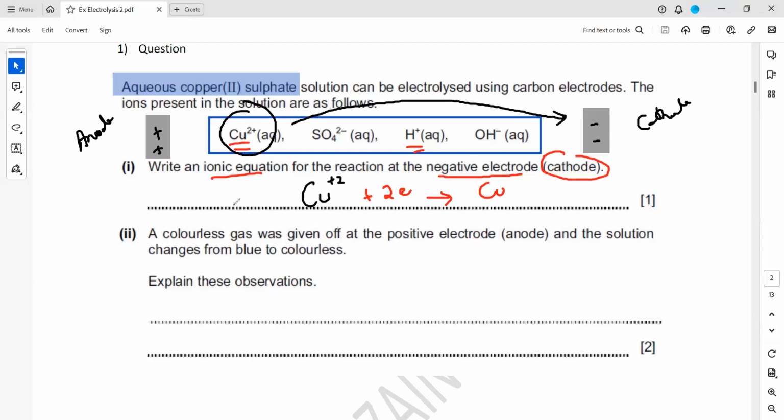The next part, the second part: a colorless gas is given off at the positive electrode or anode, and the solution changes from blue to colorless. We have to explain these observations. First, we have to identify which colorless gas will be there. To identify which colorless gas is given off at the anode, you have to check which ion will move. There are two ions present, sulfate ion and hydroxide ion. Which ion will move?